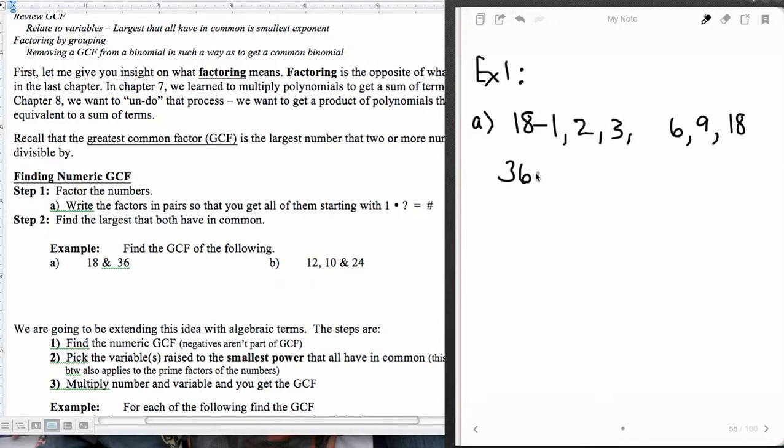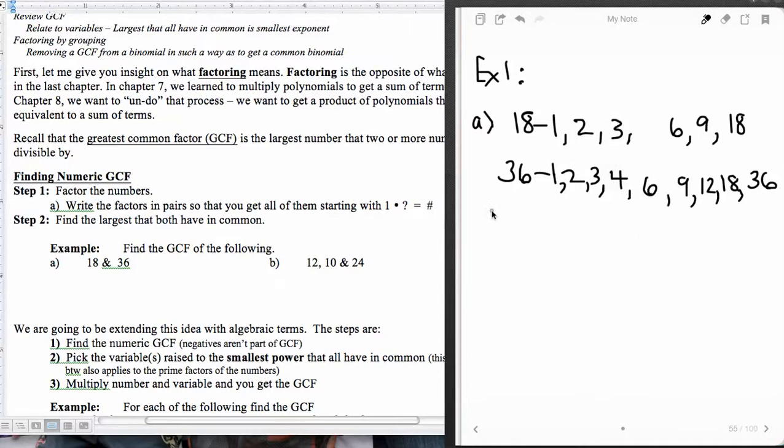So now I'll go to 36. I'll do the same thing, 1 and 36. And then 2, does 2 go into it? Yes, 2 and 18. And 3, yes, 3 goes into it, 3 and 12. And then next, 4, yes, 4 goes into it, 4 and 9. And then 5, no, 6, yes, and 6 times 6, so I've met myself in the middle.